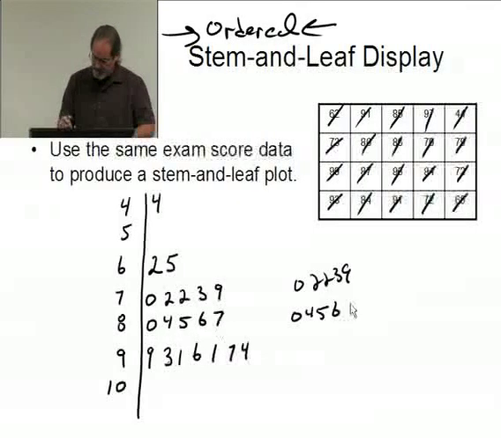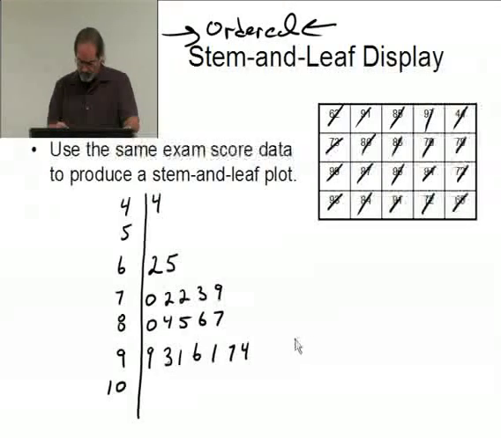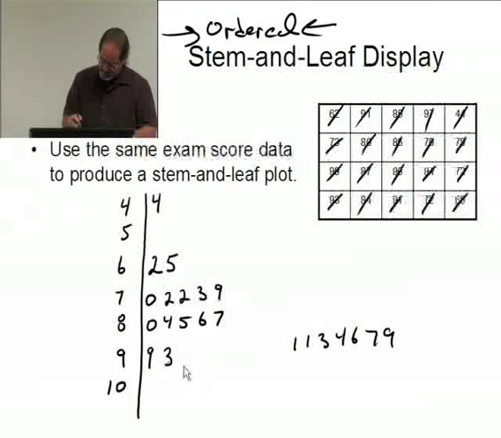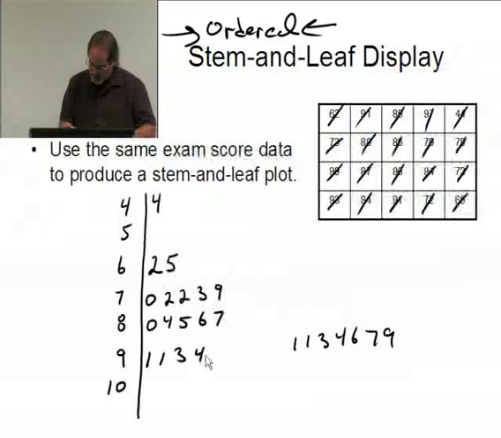See, now my values are actually in order. And this needs to be, let's see, 1, 1, 3, 4, 6, 7, 9. 1, 2, 3, 4, 5, 6, 7. Yep, got them all. So I'm going to erase these and put these in order: 1, 1, 3, 4, 6, 7, 9.